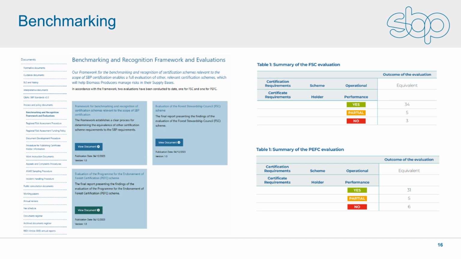One practical note: at the time this training was published in April 2026, SBP was still revising benchmarking reports against standard v2.1 with the plan to publish updated documents by the effective date. Check the SBP website for the most recent versions before applying the benchmarking results to your own supply base evaluation.